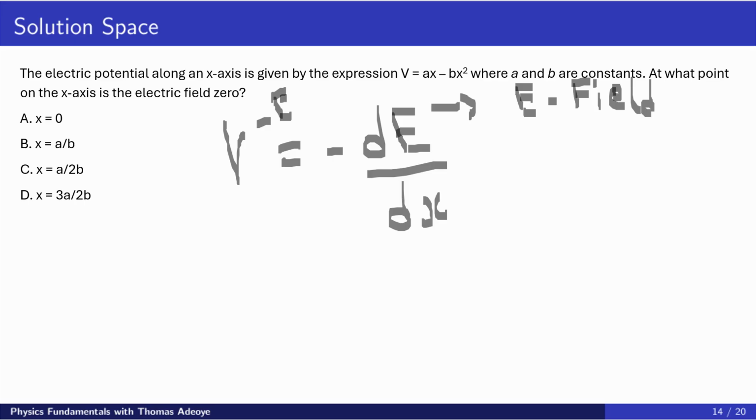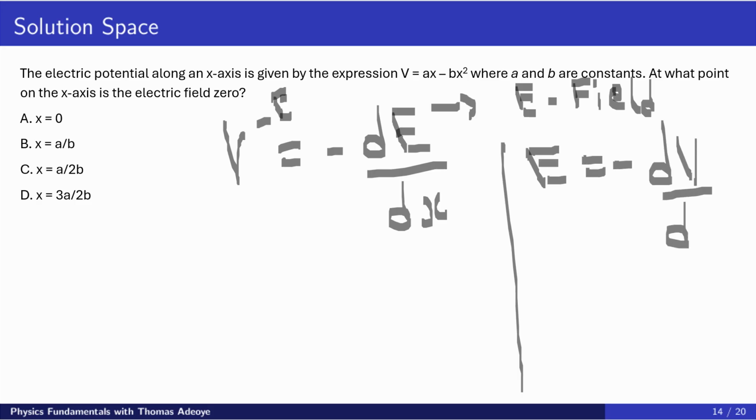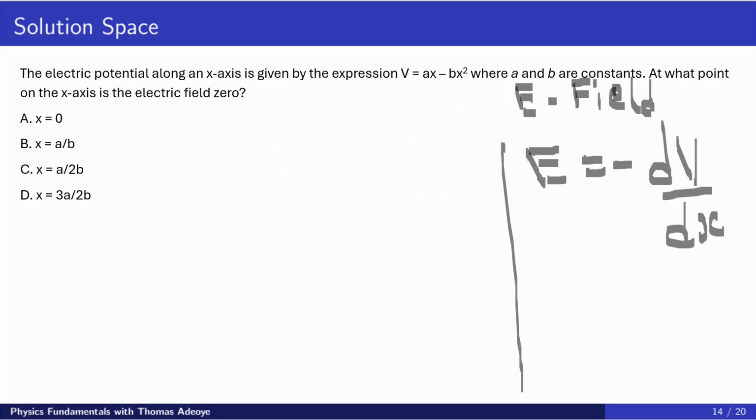Now in the question, am I making sense? Oh, sorry, I made a mistake. It is the other way around. It is E that is equal to minus dV dx. Sorry for that. It's E, the electric field, that is equal to minus dV dx. Okay, so let me rub this off. This is not correct. Very wrong. Sorry.